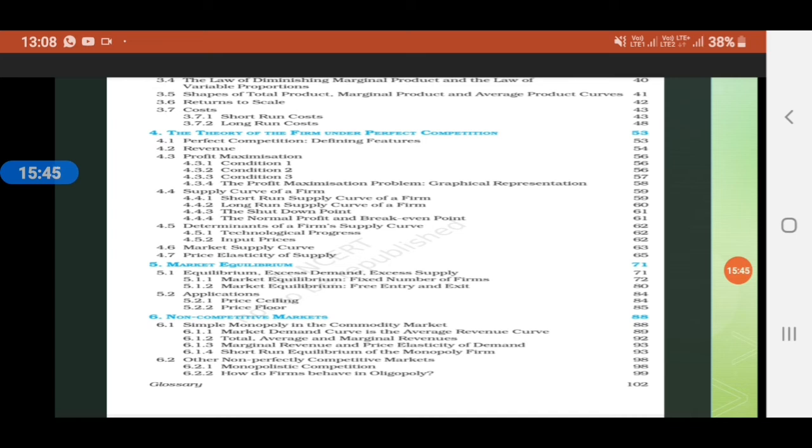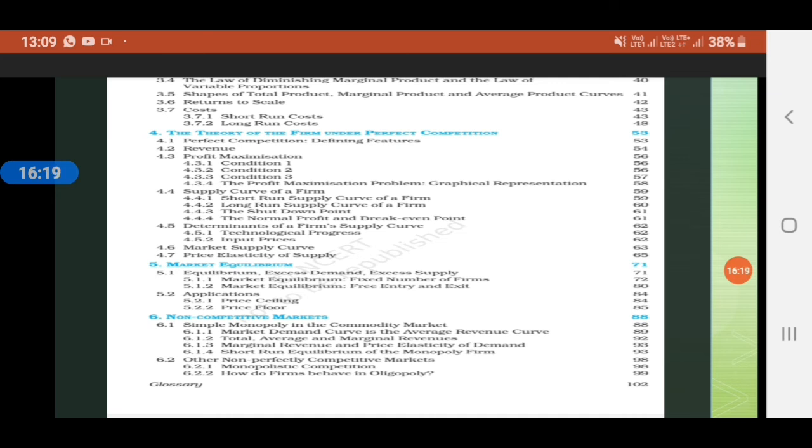Last concept, that is price elasticity of supply. Here we see how much the supply has responded due to a change in price. Here we see various concepts like elasticity greater than one, equal to one, less than one. So various kinds of concepts we learn in this price elasticity of supply. This much concepts they have kept in this fourth chapter.